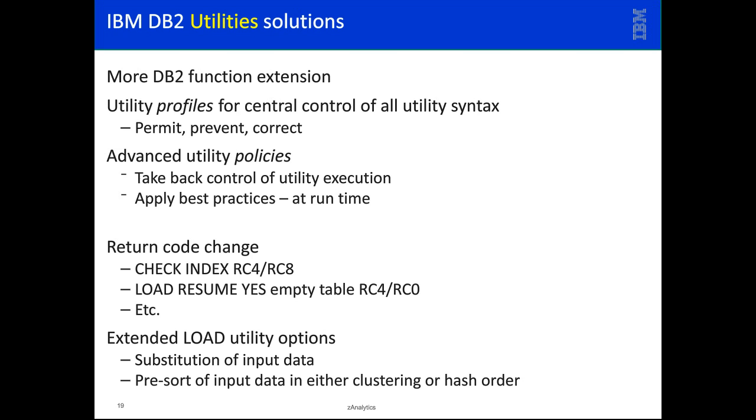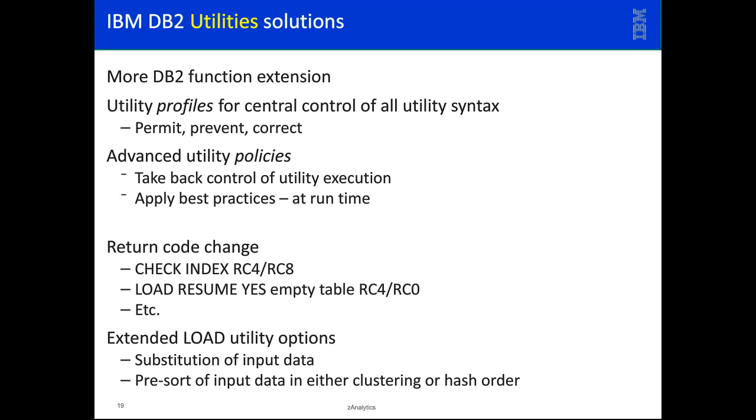And again, when you do return code changes, when you do a CHECK INDEX or LOAD RESUME for an empty table, you can do that now with the utility interception with Utility Enhancement tool. We also provide with Utility Enhancement tool a pre-sort. So if you load and the data is already sorted in cluster order, we can tell the load utility or the phase not to sort it again, or we can do the pre-sort before you actually do the load. These are things that we provide in addition to the utilities today. Let's go to the next slide.